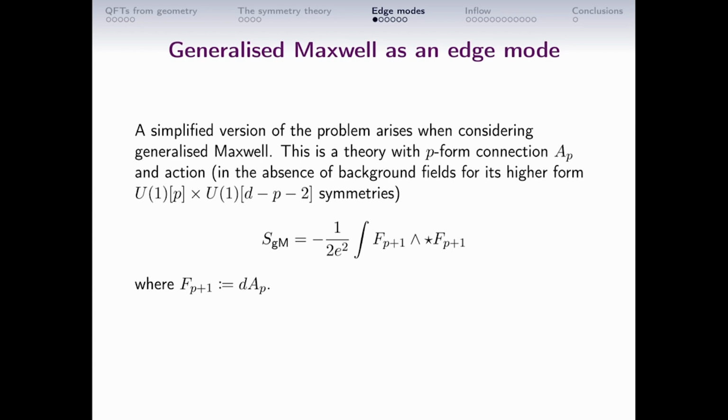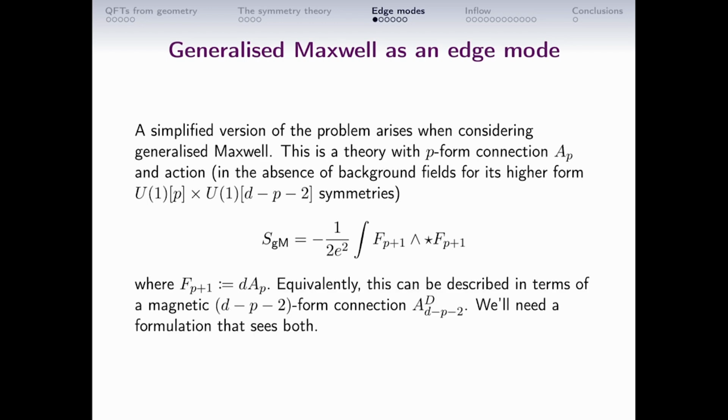So let's try to do an example, which is generalized Maxwell, and by that I mean the theory with p-form connection A_p, which has an action of this type, where F_{p+1} is just dA_p. It's Maxwell, but just with a p-form. And this is the theory that, as we all know, has U(1) cross U(1) symmetries. All right. This is sort of the electric presentation. Of course, there's a magnetic presentation in terms of a dual field, which is a D minus p minus 2 connection.